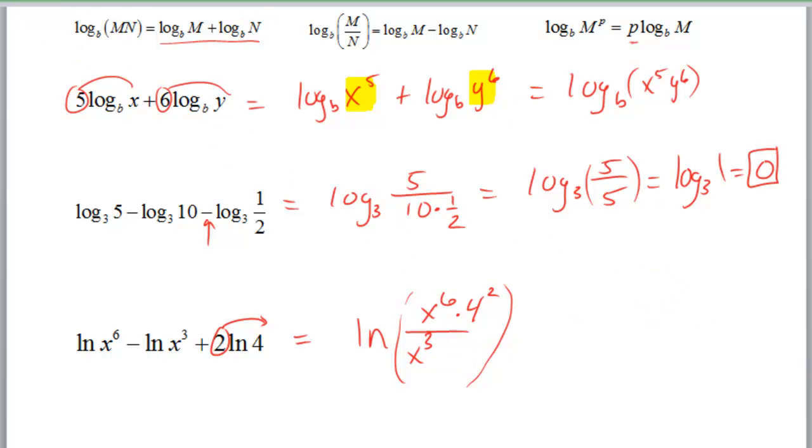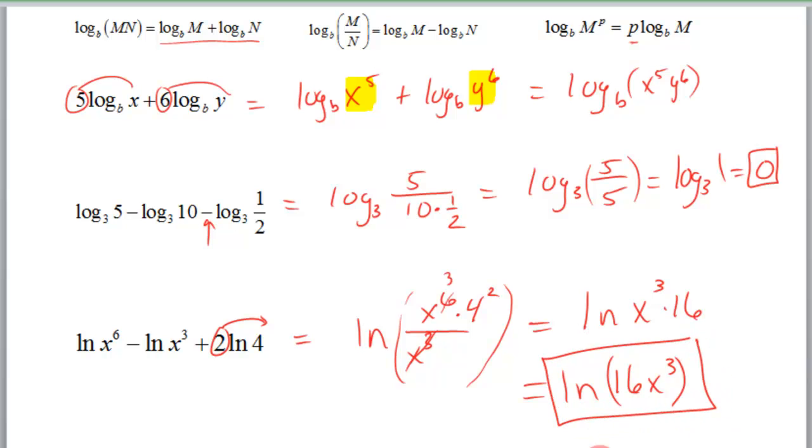So now I have this. I can reduce some things and figure that out. X to the 6th divided by x cubed, that actually reduces, right? It makes x cubed on top, and that's a 16. So this is natural log of x cubed times 16, or the natural log of 16x cubed. And parentheses probably are a good idea. Alright?